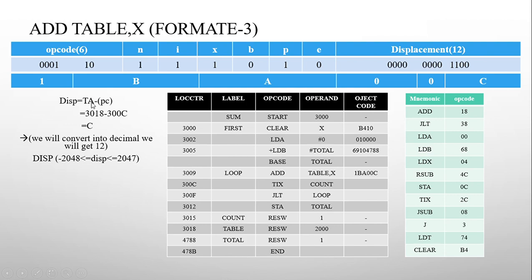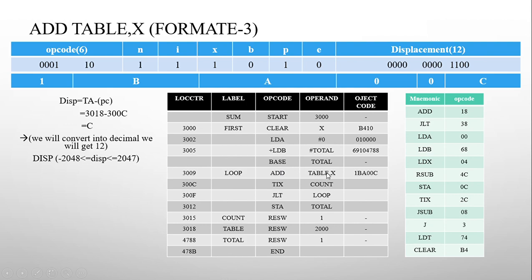Target address is nothing but where the table is present. Here the table is present at location counter 3018. Therefore, minus PC. PC is nothing but the address of the next instruction to be executed. Now let us consider ADD TABLE,X.